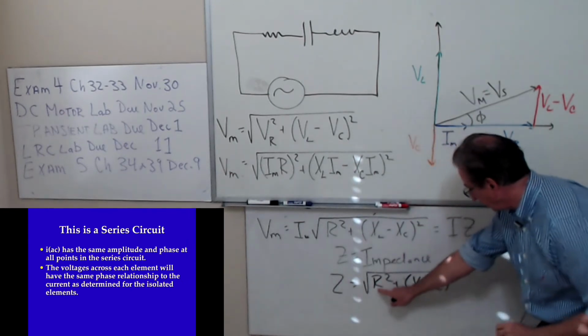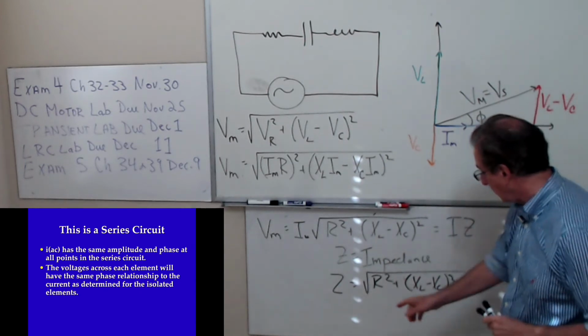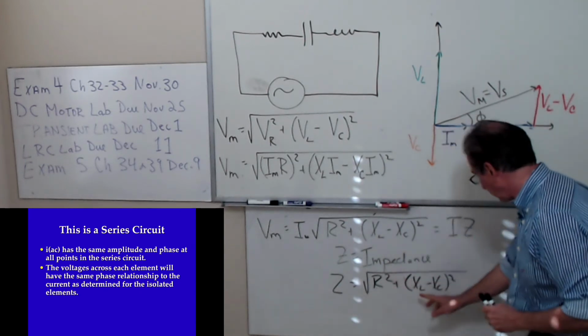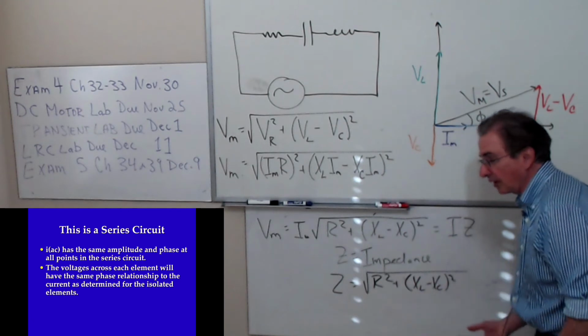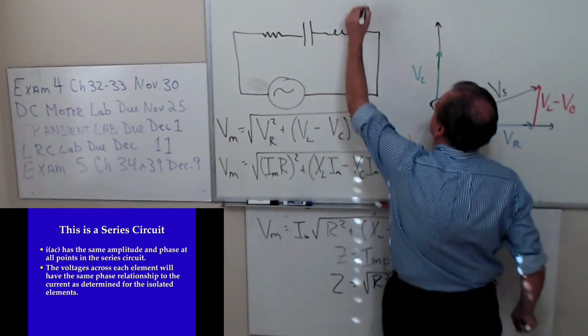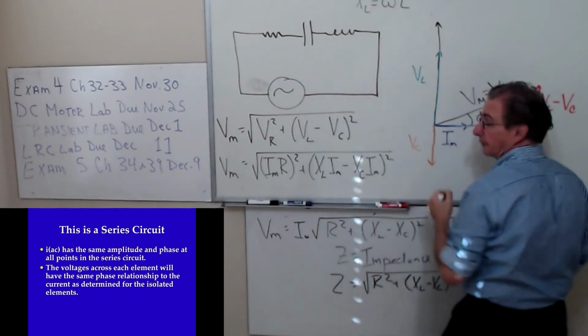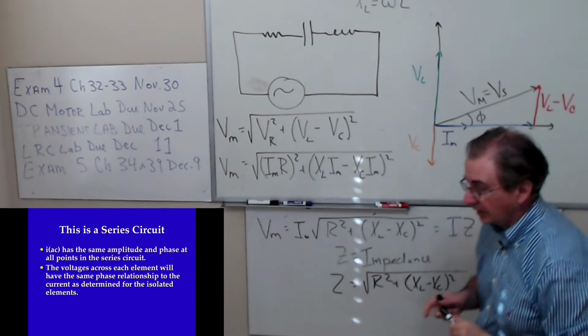And everything in here under the radical has ohm squared units, and this whole thing is ohm squared here. And remember, X sub L is omega times L. Oops, I've got to adjust the camera.